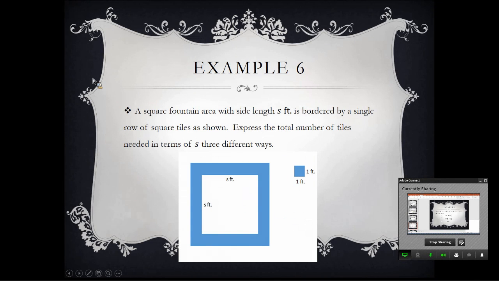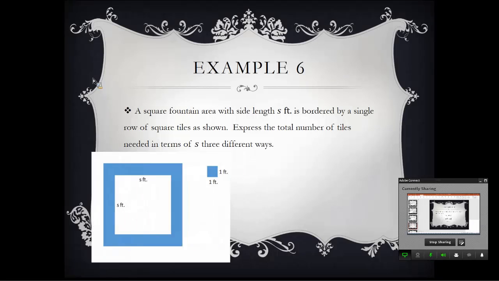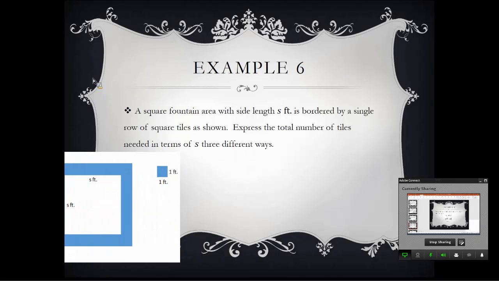And for example 6. Example 6, a square fountain area with side length s feet is bordered by a single row of square tiles as shown. We want to express the total number of tiles needed in terms of s in 3 different ways. So let's take a look at some of those 3 different ways. First, let's move our shape over. And now let's take a look.